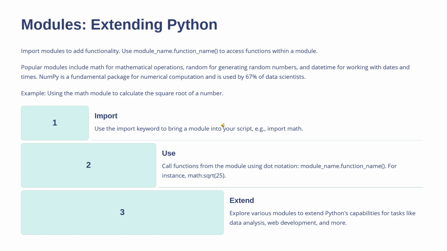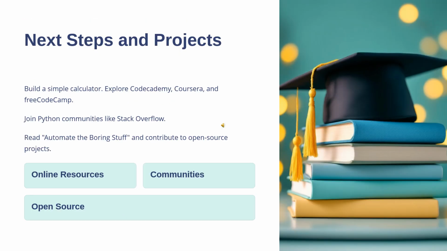See diagram below. Next steps and projects: build a simple calculator, explore Codecademy, Coursera, and freeCodeCamp. Join Python communities like Stack Overflow. Read Automate the Boring Stuff and contribute to open source projects.